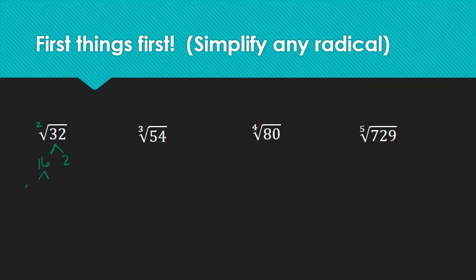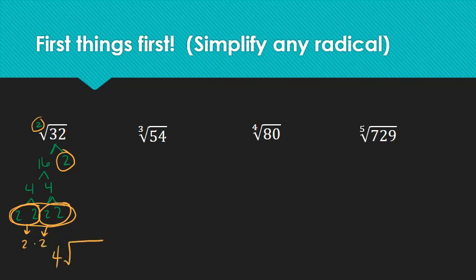Then I'm going to break down 16 into 4 and 4. Then I'm going to break down 4 into 2 and 2, 2 and 2. So what I'm looking at for factors are this 2 and then all of these 2's. And I'm going to pull out pairs because I'm taking a square root. Here's one pair that comes out as a 2. Here's another pair that comes out as a 2. So 2 times 2 is 4, and then my leftovers go under the square root. So the breakdown of the square root of 32 is 4 square root of 2.